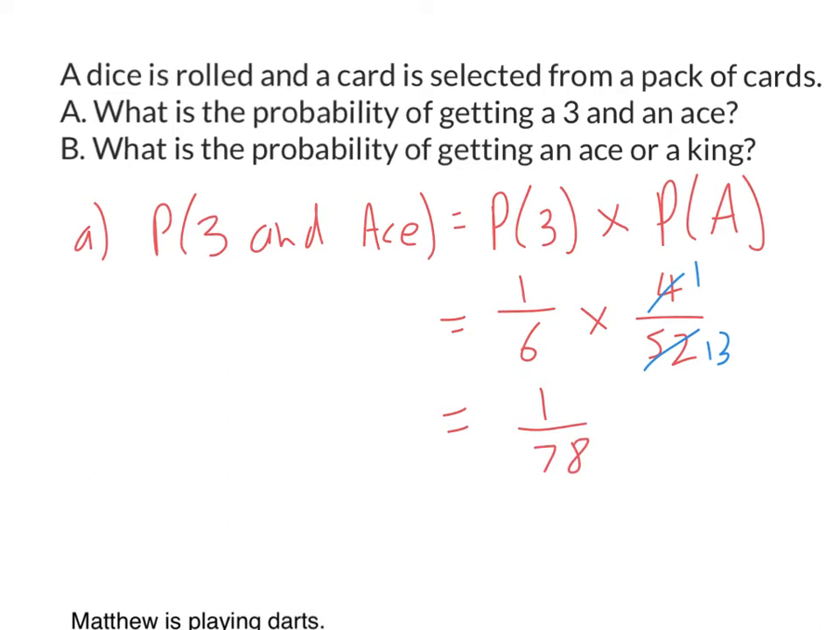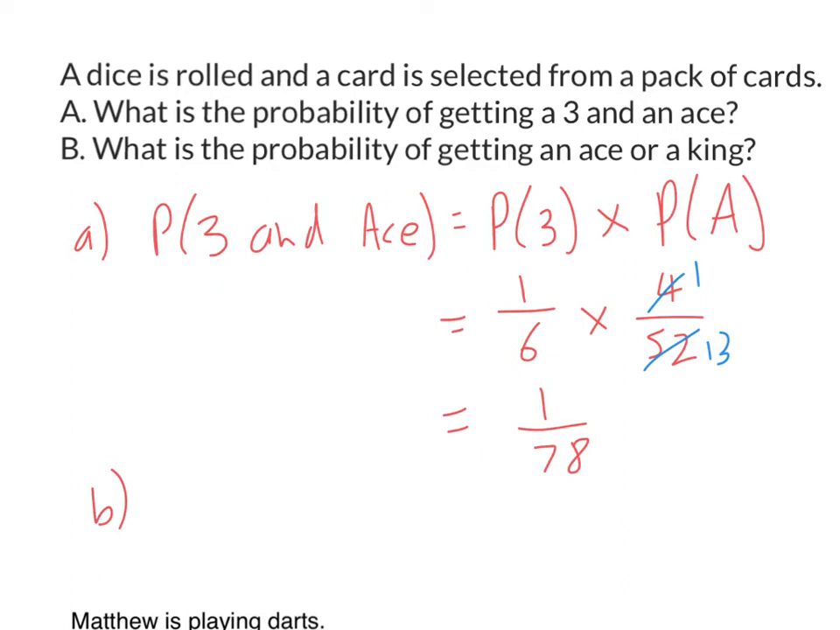Part B. What is the probability of getting an ace or a king? Well, this time we're not actually talking about one event followed by another event. We're not doing the dice being rolled and then picking from a pack of cards. We're just talking about the pack of cards. So that's sort of one event, and there's different outcomes that can happen.